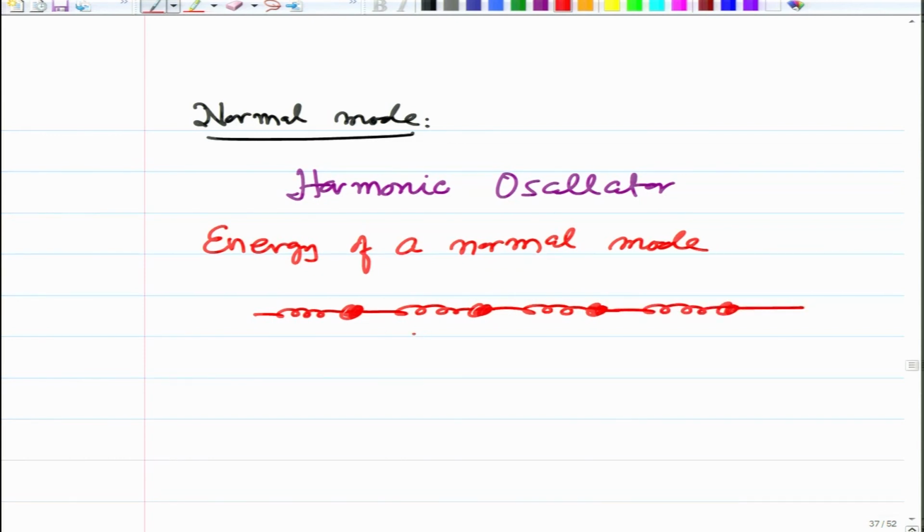If there is only nearest neighbor interaction, then the potential energy of the sth atom would be (f_s minus f_(s+1)) squared. It does not matter whether I take f_(s+1) minus f_s or f_s minus f_(s+1), because I am squaring it: 1/2 C, and I sum over s. This will be the potential energy of the normal mode.